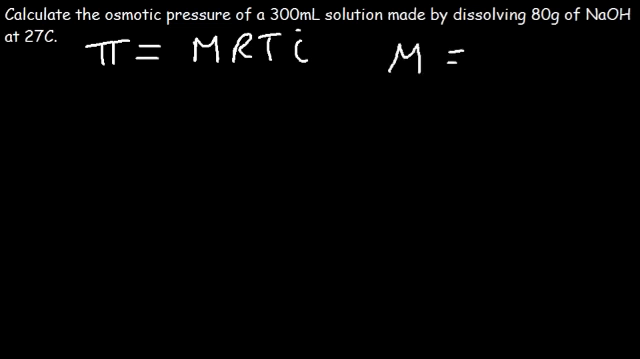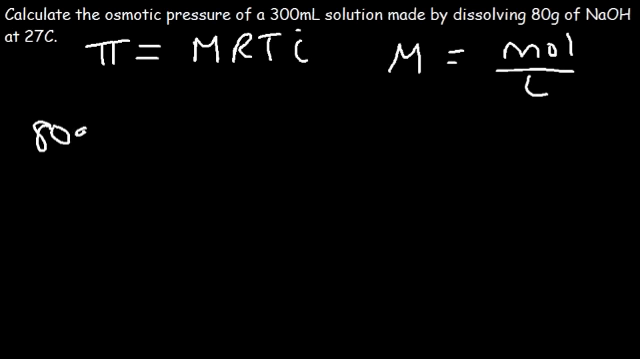Let's try this problem. Calculate the osmotic pressure of a 300 milliliter solution made by dissolving 80 grams of sodium hydroxide at 27 degrees Celsius. So let's use the equation pi is equal to MRTi. So we need to find the molarity of the solution. So let's convert grams into moles, and let's divide moles by liters. Keep in mind, molarity is the moles of solute divided by the liters of solution.